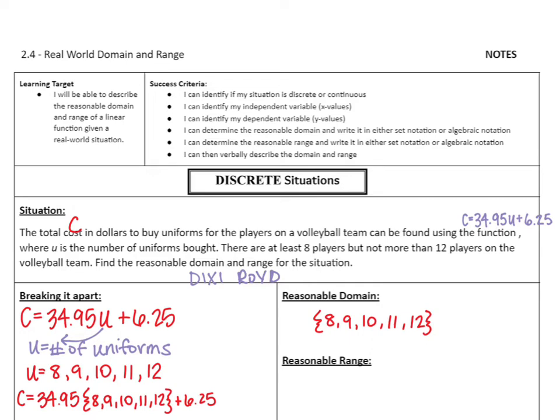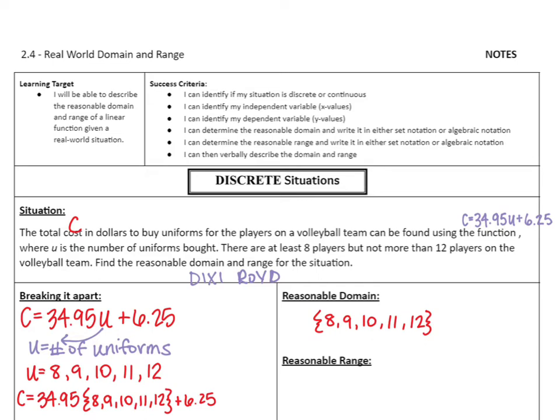Okay, so in order to find my reasonable range of all of the total costs that I could have, I'm just going to plug in 8 for U, and I'm going to do $34.95 times 8 jerseys plus $6.25. And then I'm going to do the same thing: $34.95 times 9 uniforms plus $6.25. And then follow the same pattern for 10, 11, and 12 to find all of the different values.